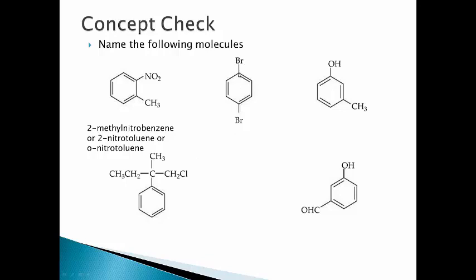This one here is a para position to each other, and it's a 1,2, so it's a dibromo. So it's a para-dibromo benzene. This one is a meta position to each other.